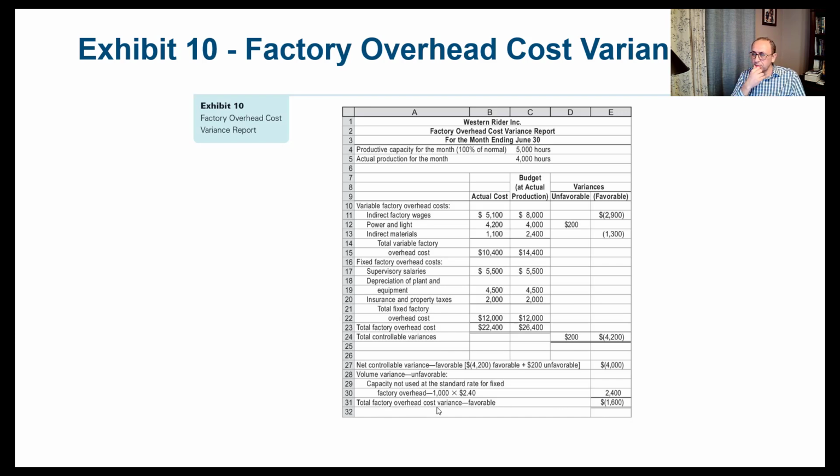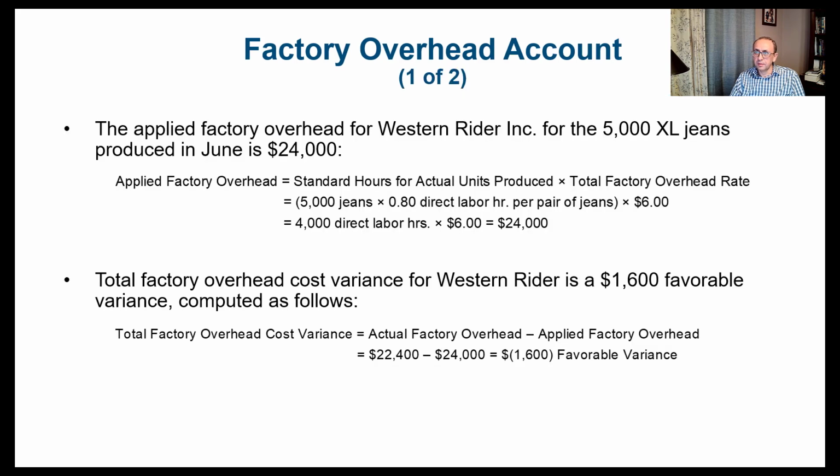You can see that this report here provides more details. You see exactly where the areas that are considered favorable compared to other areas that are unfavorable, and you can also know how much the volume variance is based on the capacity that hasn't been used at the standard rate. So now let's talk about the factory overhead account.